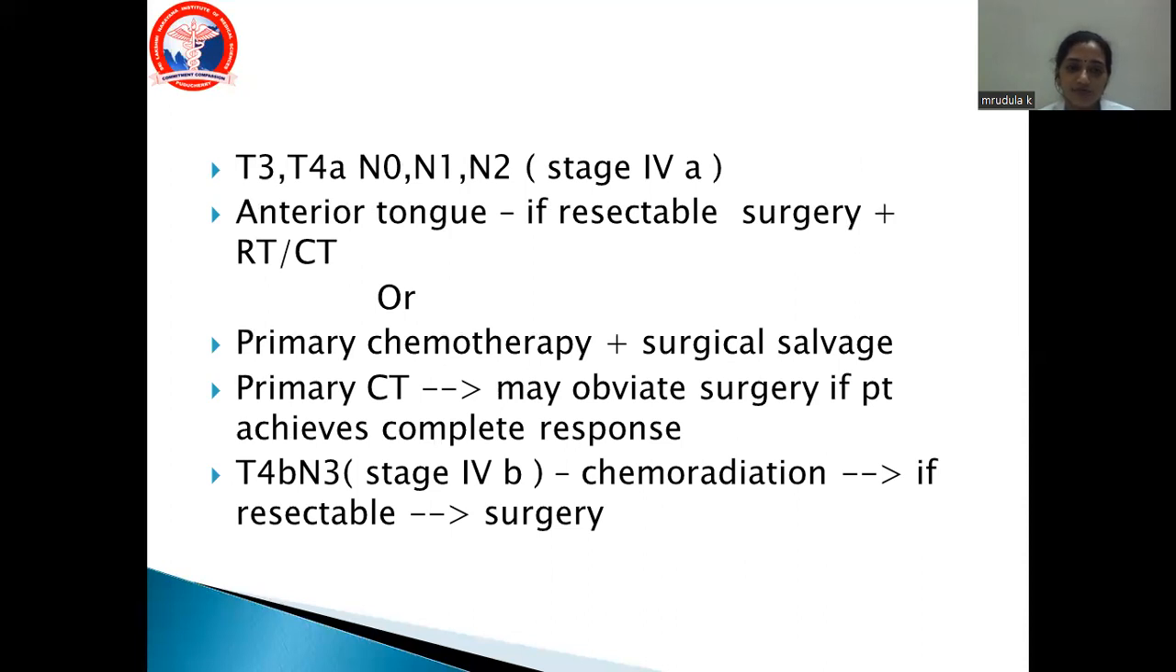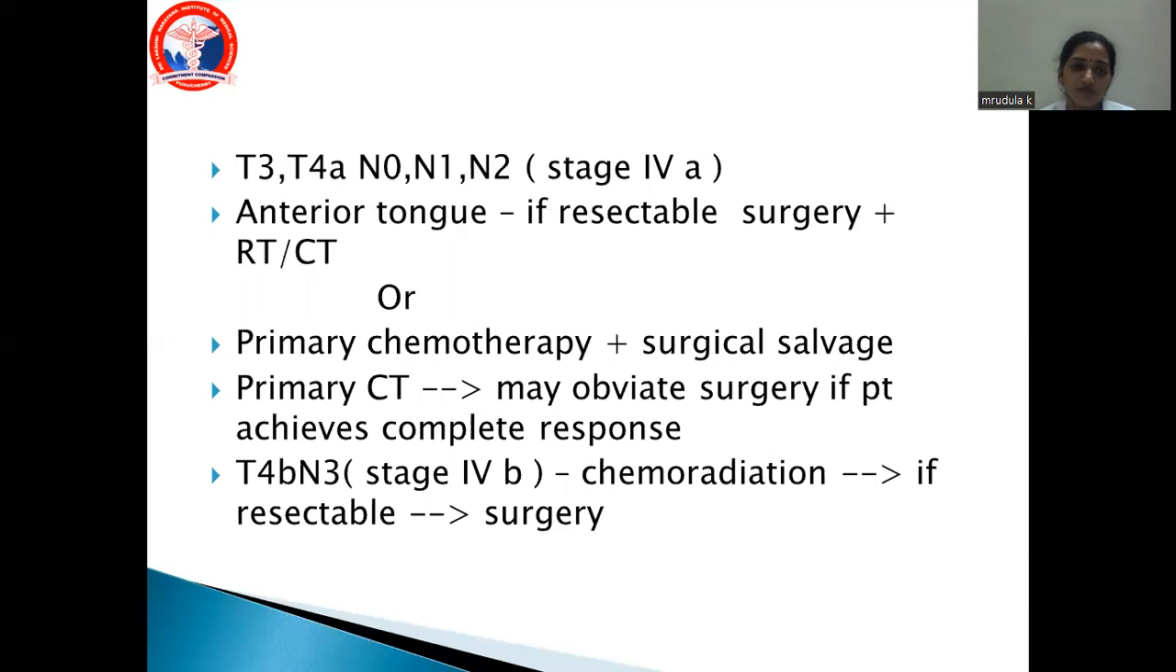So T3, T4A disease, that is stage 4A. If it is in the anterior tongue, if it is resectable, you go for surgery and add chemotherapy. If it is not resectable, you can go for primary chemotherapy and surgical salvage. Primary chemotherapy may totally regress the tumor, which is called a complete response.